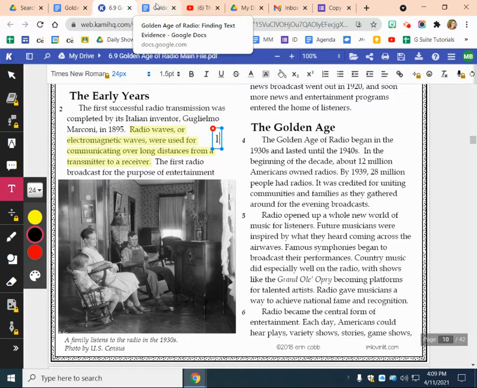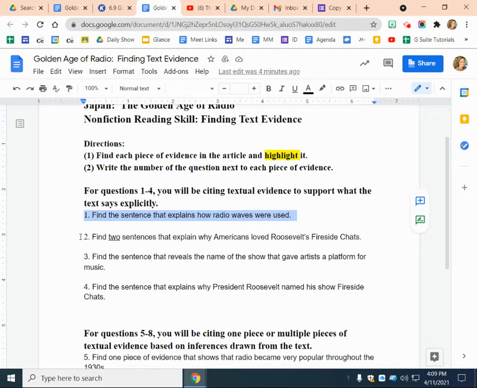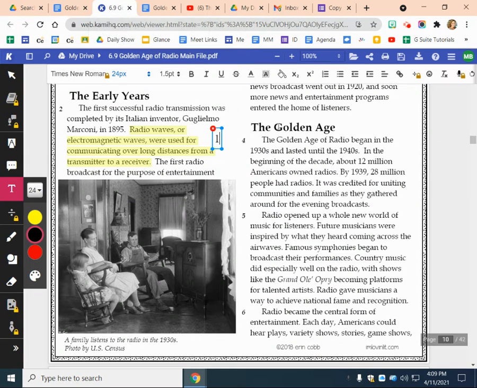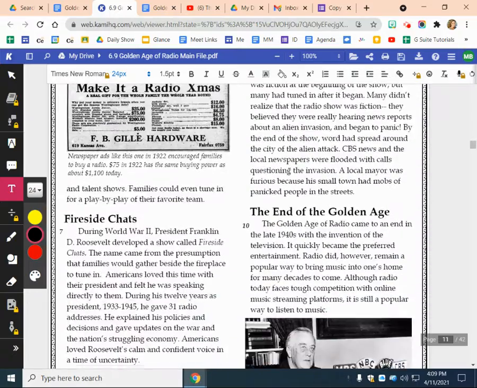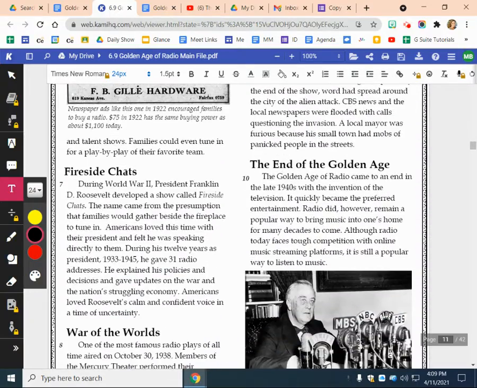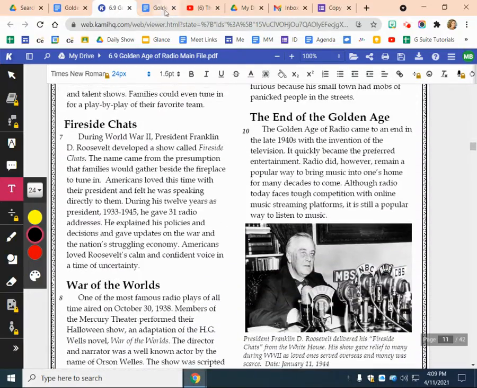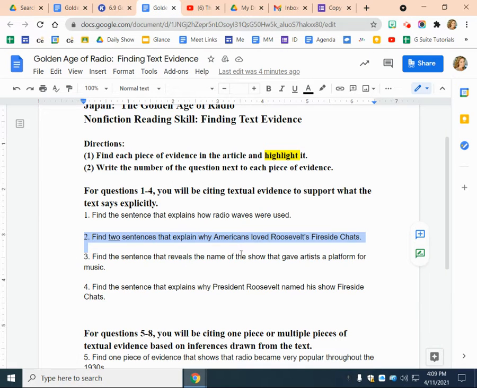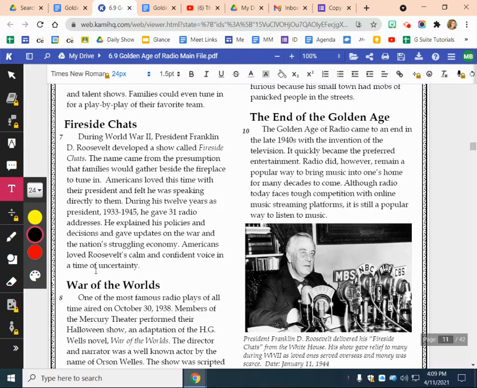Good. Number 2, it says find 2 sentences that explain why Americans loved Roosevelt's fireside chats. Well, this one will be easy to find because we have a whole section named or titled Fireside Chats. So we need to find 2 reasons Americans loved Roosevelt's fireside chats. Why did they love them?